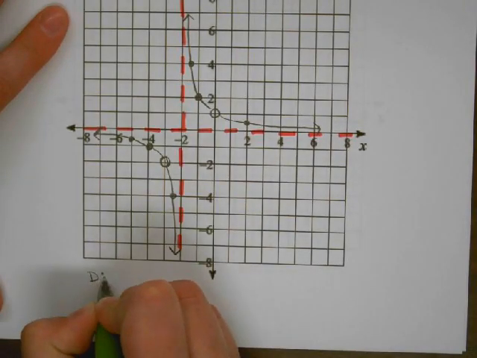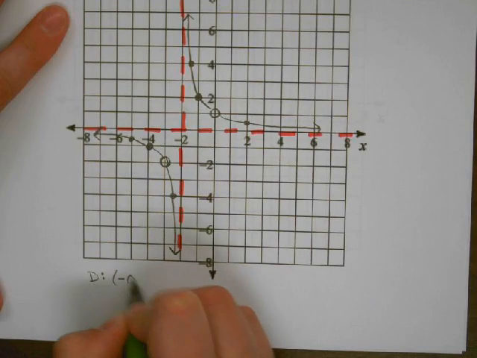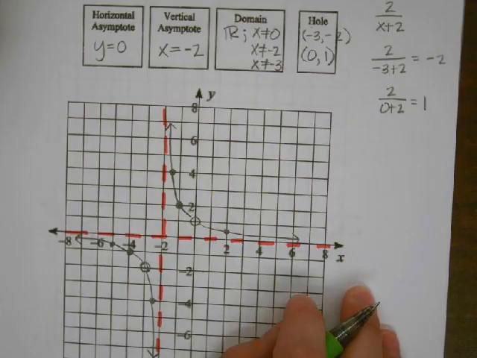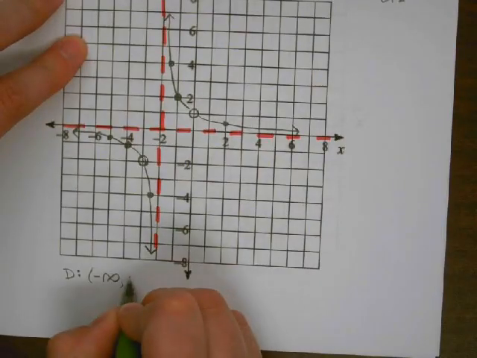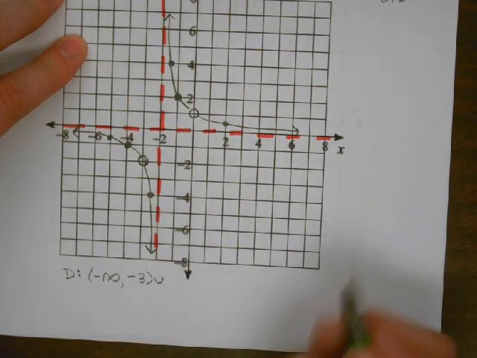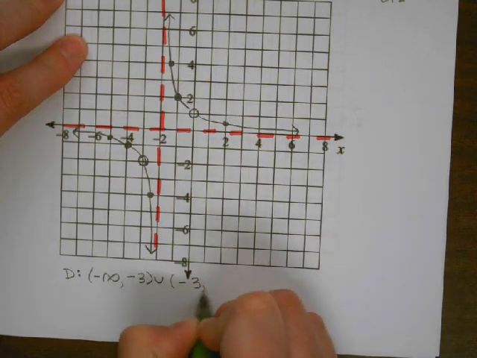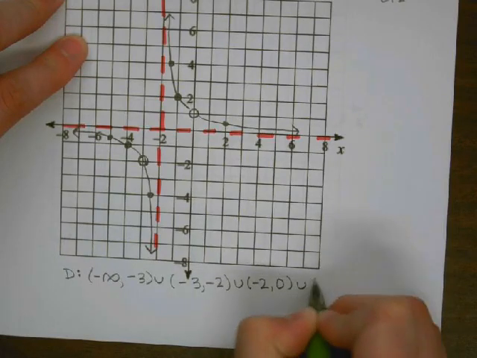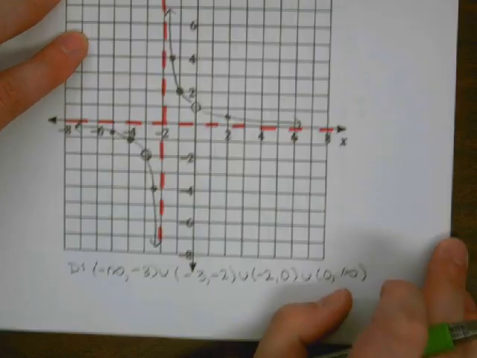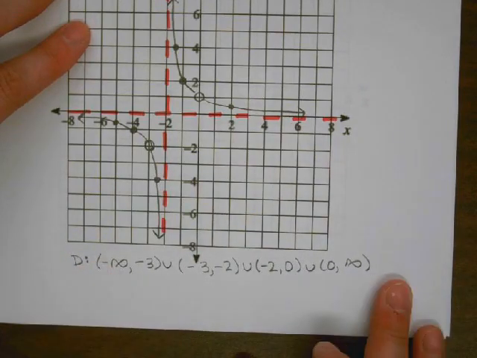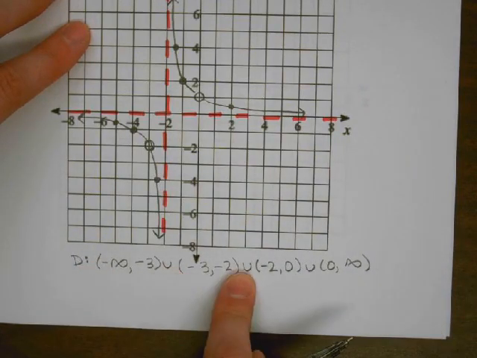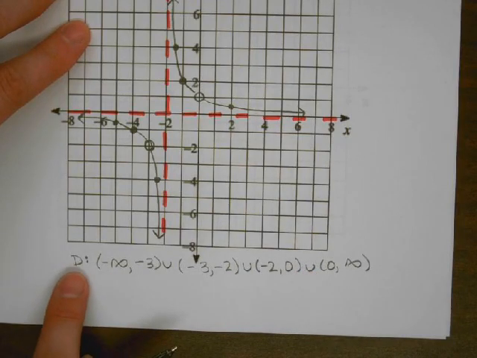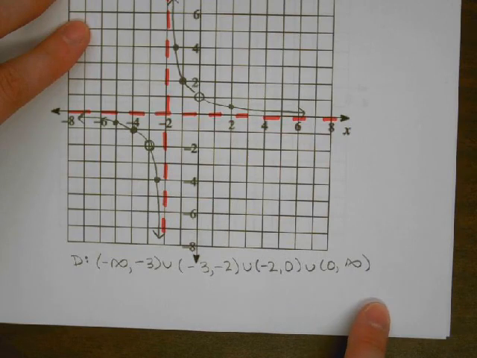So I'm going to say that the domain is from negative infinity, and the smallest of those three numbers is negative 3. So that's the number I'm going to skip first. So from negative infinity to negative 3, and then from negative 3 to negative 2, and then from negative 2 to 0, and then from 0 to infinity. So I'm just writing in that interval notation all the numbers but skip negative 3, skip negative 2, skip 0. And I made sure that I wrote my notation correctly. I went from the smallest number to the biggest number.